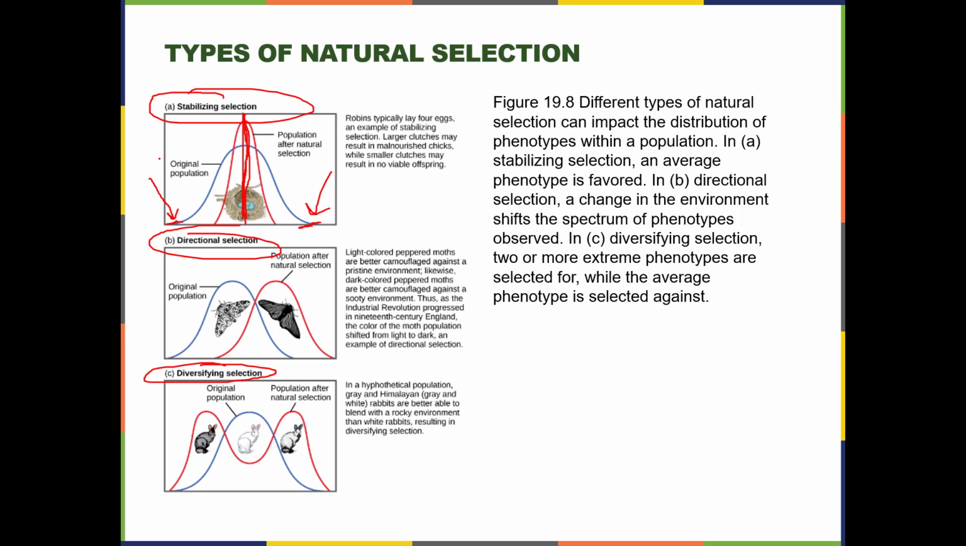So that's one. That's fairly common, stabilizing selection. The next one, this is the one that you are probably most familiar with, although we haven't used this term, but the term is directional selection. In directional selection, you have a population that has a certain phenotype, and they're showing peppered moths as a phenotype.